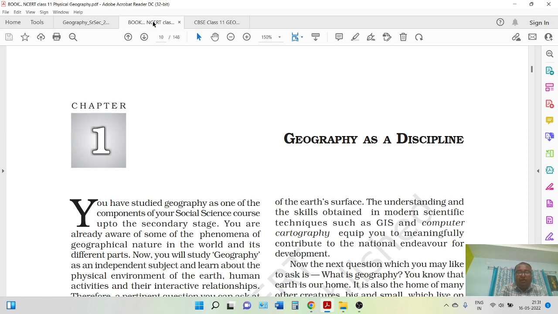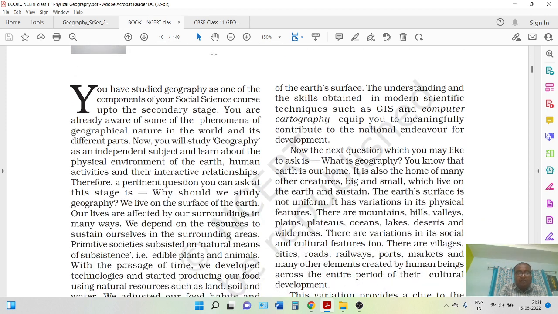In your book you can also see a paragraph there. You can mark it. I am highlighting this portion. I hope it is visible, everyone. So geography as an independent subject. We will learn in class 11 geography about the physical environment of the earth, human activities and their interactive relationship. So whatever data we collect, we will analyze it in an interactive way.